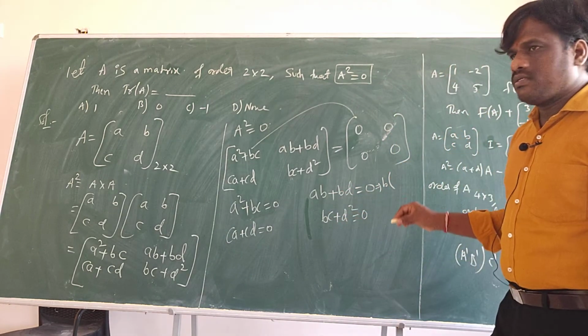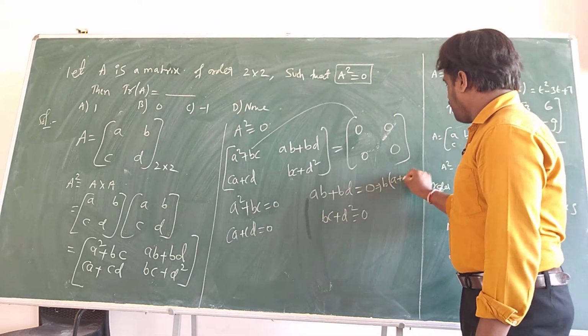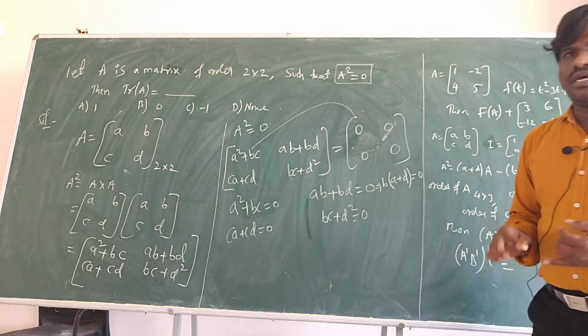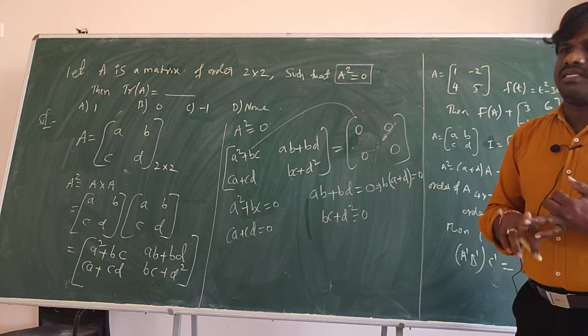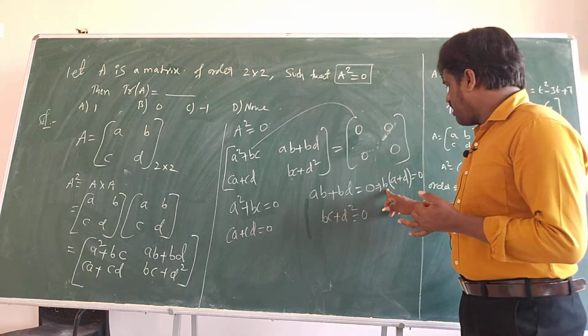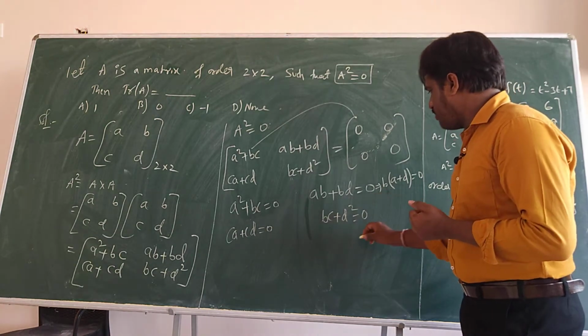I can take B common. So B times (A plus D) is equal to 0. Product of two things is 0, so either B is equal to 0 or A plus D equal to 0. Any one chance will be there. So here, if I take, I will tell you.